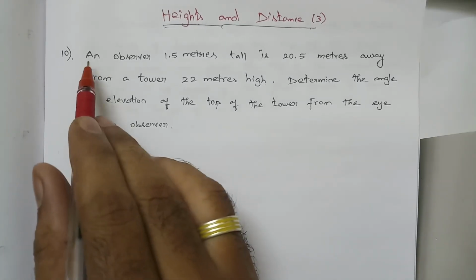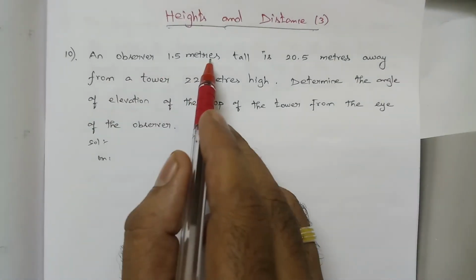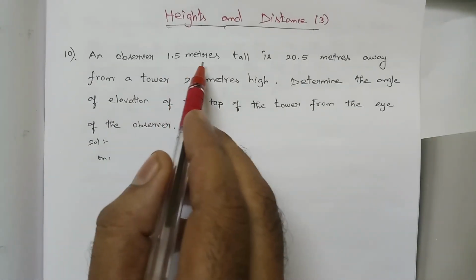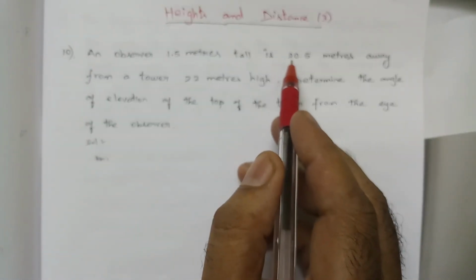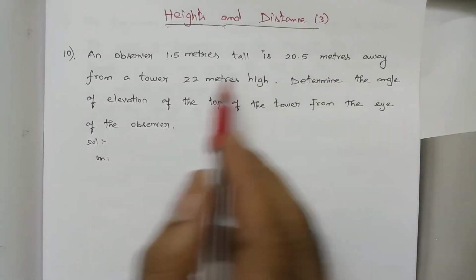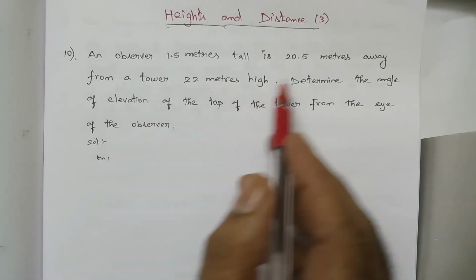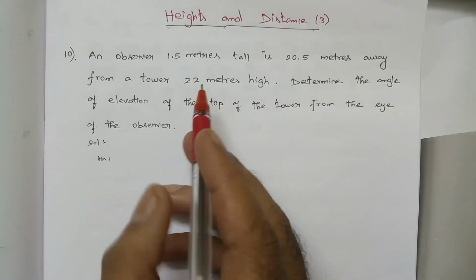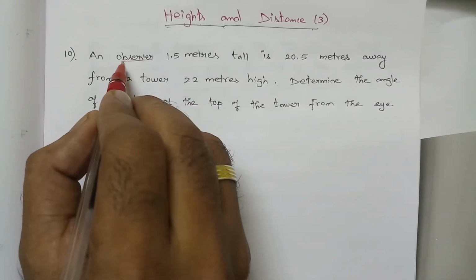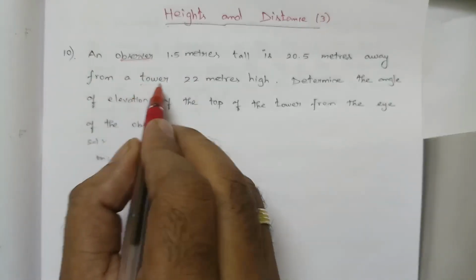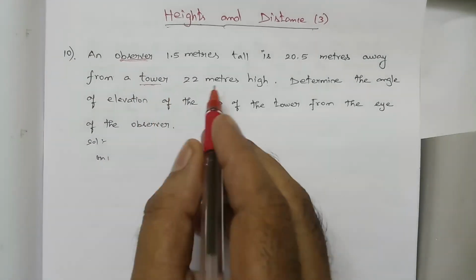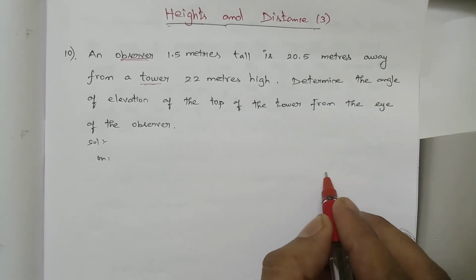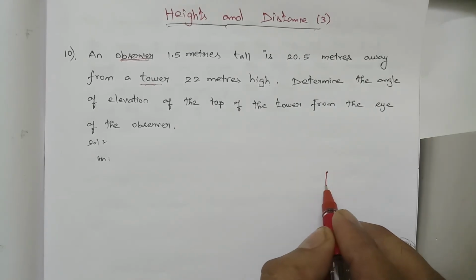Question number 10. An observer 1.5 meter tall is 20.5 meter away from a tower. So they are discussing two things. The first one is something about the observer, and the second one is something about the tower. The observer's height is 1.5 meter. I'm just giving the name.